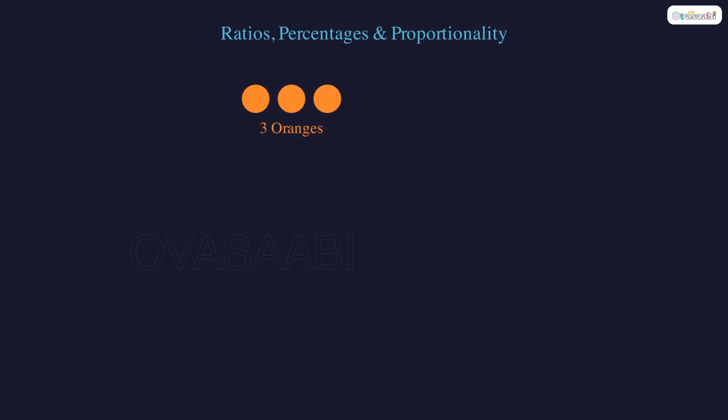At the market you buy 3 oranges for every 2 mangoes. How do we write this relationship in mathematics? Today we learn ratios, percentages, and proportion.